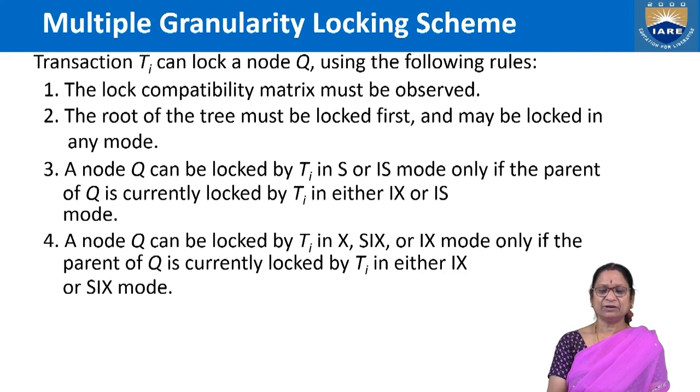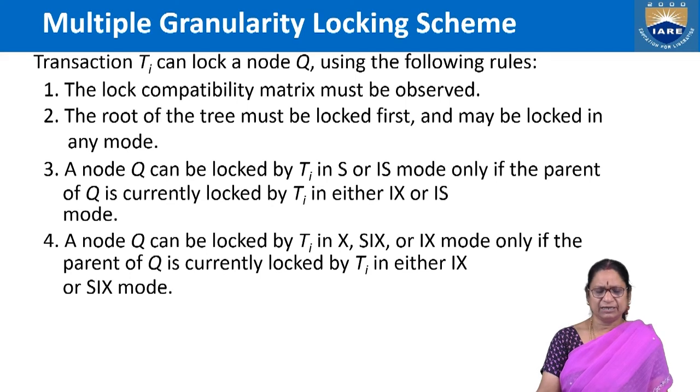So in a multiple granularity locking system, a transaction Ti can lock a node Q using all these 6 rules. The first one: the lock compatibility matrix must be observed. First it has to be checked. And the root of the tree must be locked first and may be locked in any mode. If any item Q must be locked, then its highest level, coarse level, must be locked in any mode.